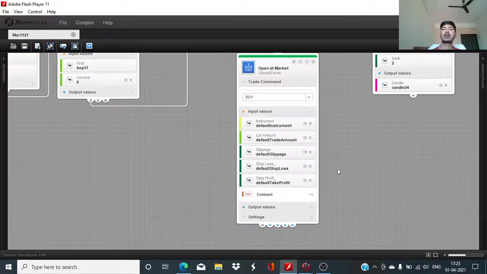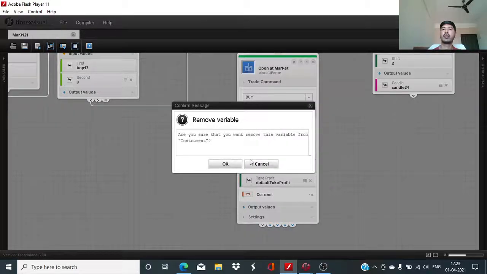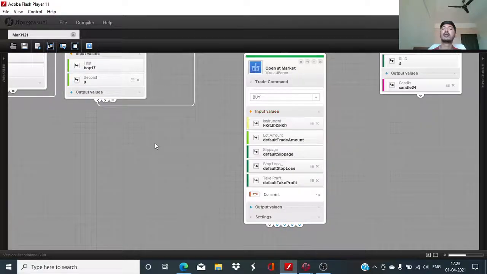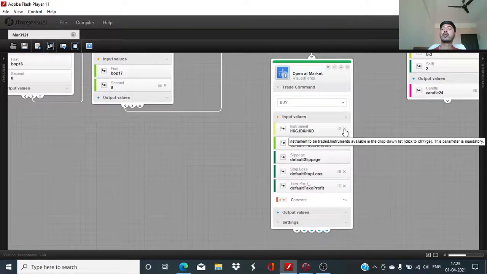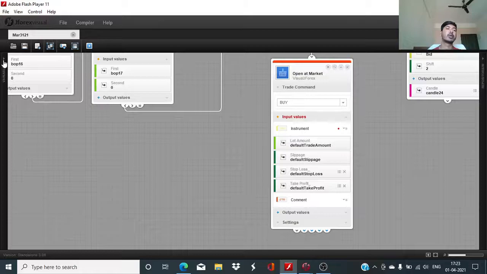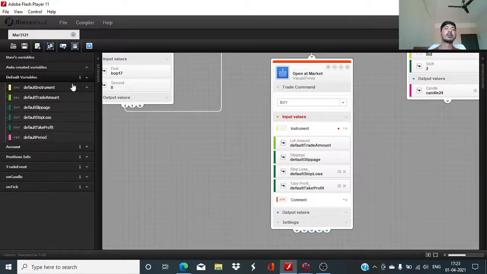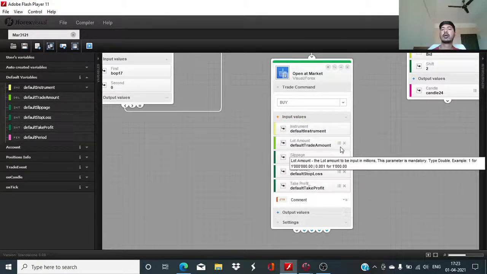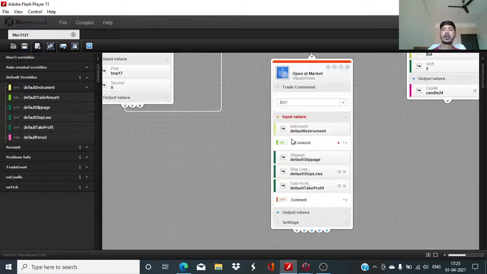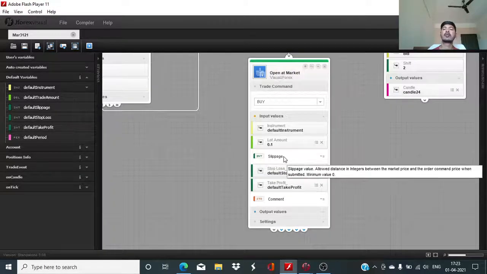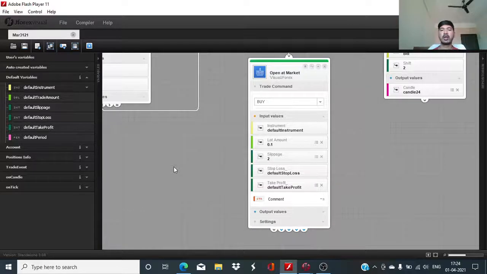Then remains the question of defining these input parameters. Oh, I think here I mistakenly removed. We will keep the default instrument. Trade amount, you can change it as per the equity of your account. 0.1 million I'm keeping just for example. Slippage, default slippage is 5 pips, 2 pips I think should be good enough.